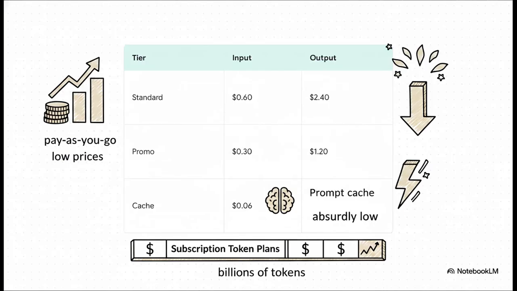We really have to talk about the financials because MiniMax's aggressive pricing strategy is fundamentally shaking up the developer ecosystem. The pay-as-you-go API pricing is frankly startlingly low. The standard rate is 60 cents per million input tokens, but with the launch promo, it's just 30 cents. And if you hit their prompt cache, it drops to an absurd 6 cents per million. They also offer subscription token plans ranging from $20 to $120, giving you literally billions of tokens to play with.